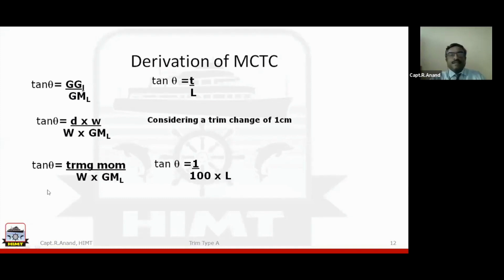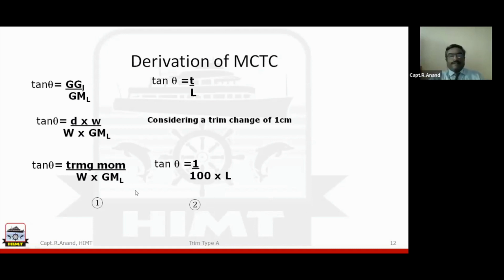So the first part we have got that tan theta is trimming moment by W into GML. The second part we have got tan theta is 1 by 100L. Equation 1 and equation 2. Any doubts so far?